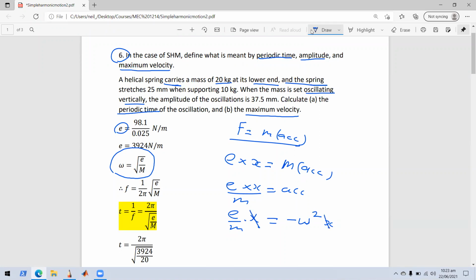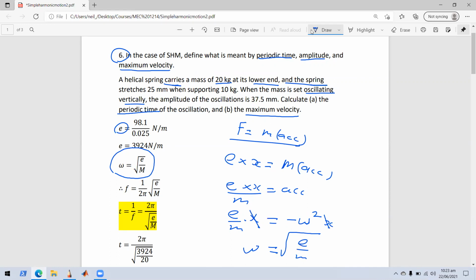Carry over, divide, however you want to do it. And then carry over the square root. And what we're going to be left with is omega is equal to E over M with the square root. Carry over to the square root this side. So omega is equal to square root of E divided by M.